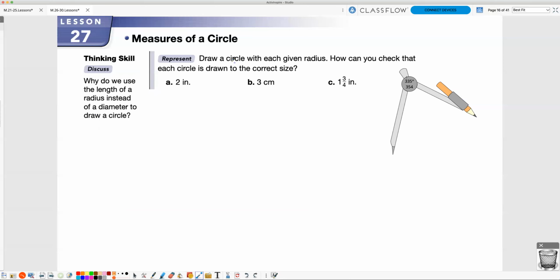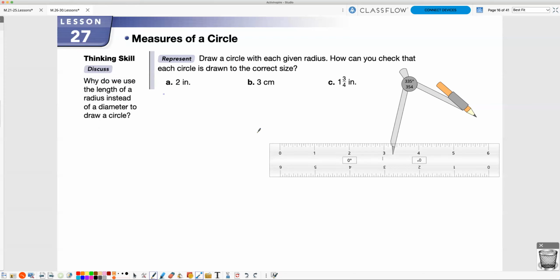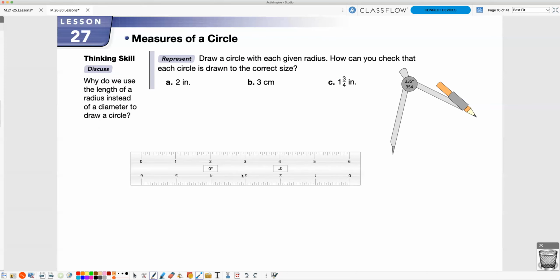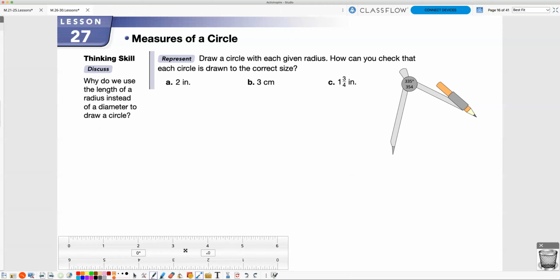Right, so it says here, draw a circle with each given radius. So you need a ruler in order for this to work. So let me get my ruler. I need to have a 2-inch. So I'm gonna just put my ruler down here. I need to have a 2-inch.